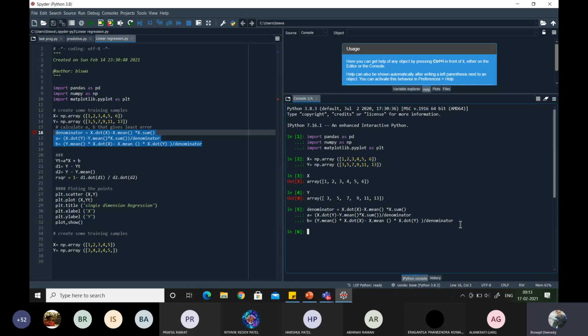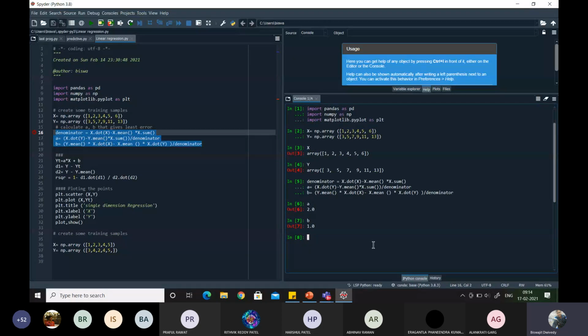Now you can find out the value of a. a is equal to 2, which means the slope of this line is equal to 2. And what is the value of your y-intercept? b is equal to 1. These are the values we have obtained for these training samples. You can see in this code that these are the training samples. For these training samples, these are your a and b. Next, let us calculate your error.